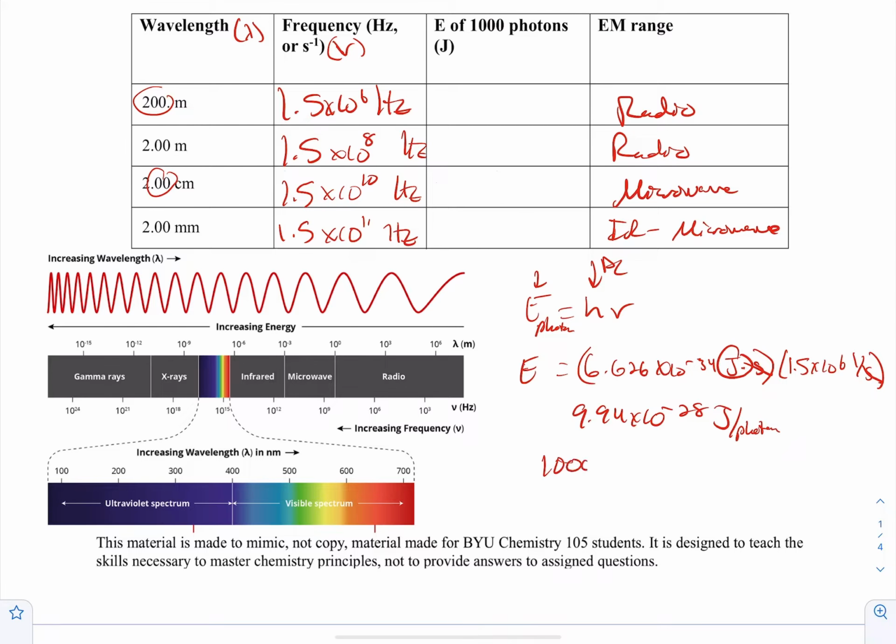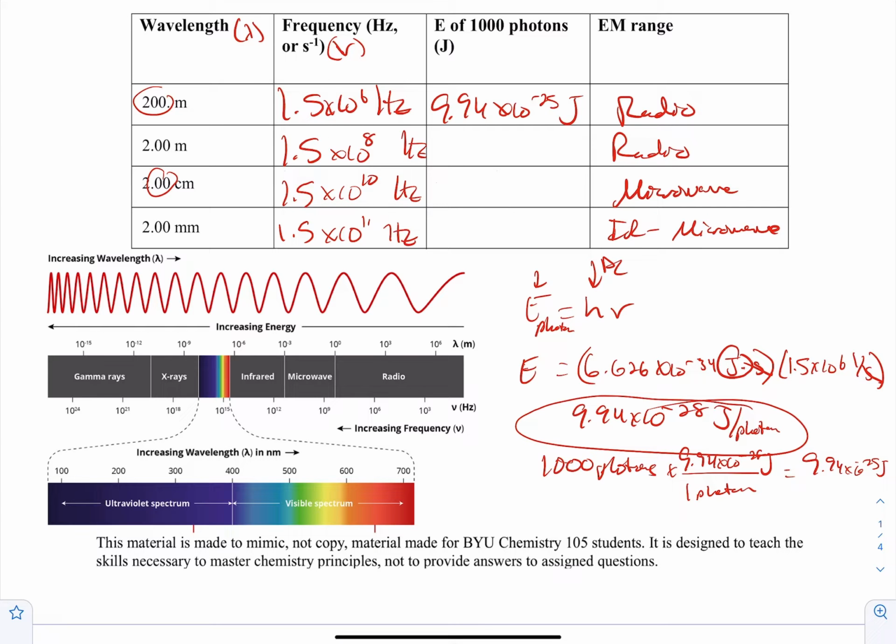So if I have 1,000 photons, and I know that 1 photon is equal to 9.94 times 10 to the negative 28 joules, then I get 9.94 times 10 to the negative 25 joules for 1,000 photons. So don't make the mistake of putting it in for 1 photon. Just make sure that you put it in for 1,000, okay?